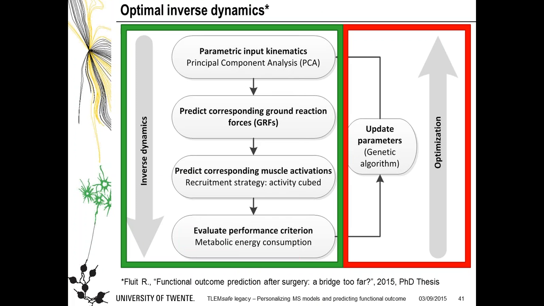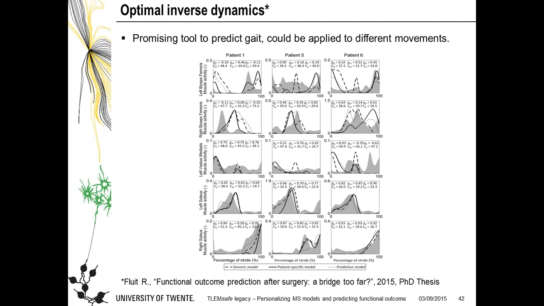Finally, these two techniques were combined into the so-called optimal inverse dynamics, where the linear coefficients of the principal components are optimized to find the patient-specific walking pattern that minimizes energy consumption. This technique showed promising results when applied to sarcoma patients to predict patient-specific gait without using any data coming from gait lab measurements. And the predictive model showed good results when compared with the normal inverse dynamics-based simulations, and also good correlation between the predicted muscle activity and the EMG measured on the patient.